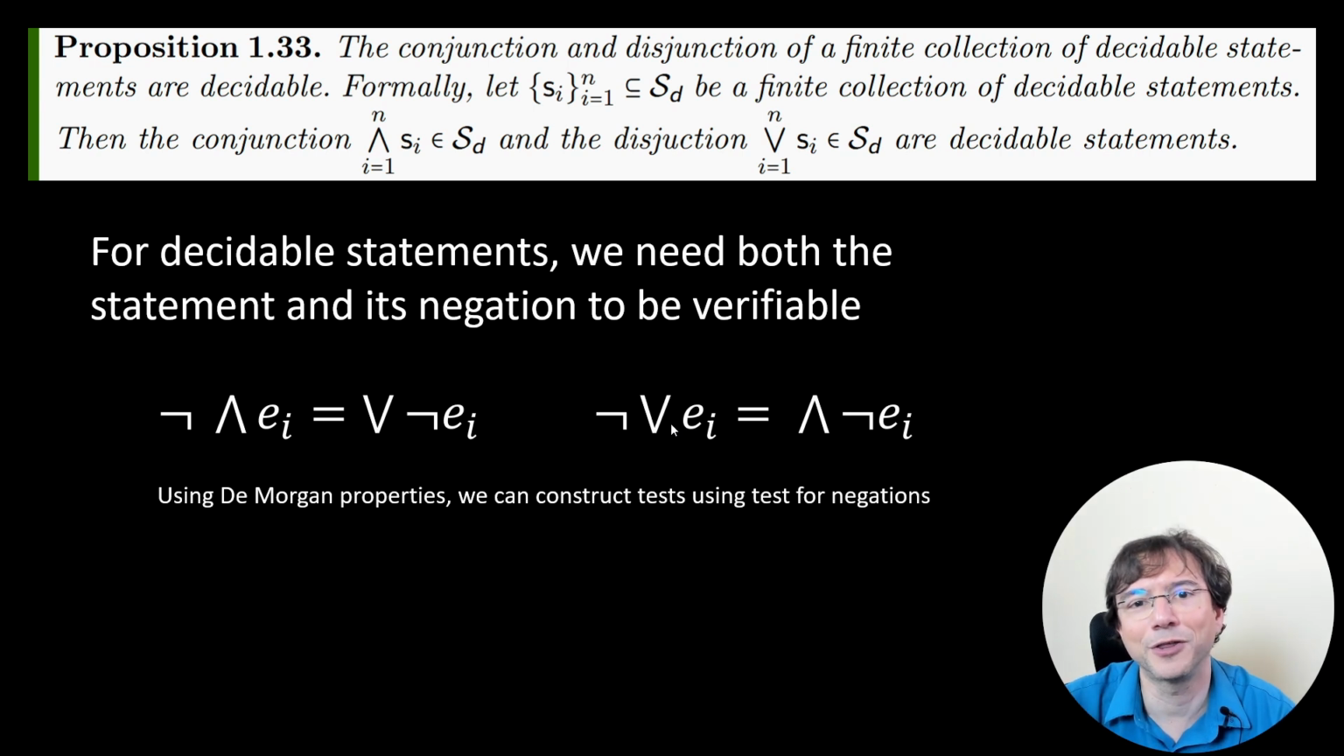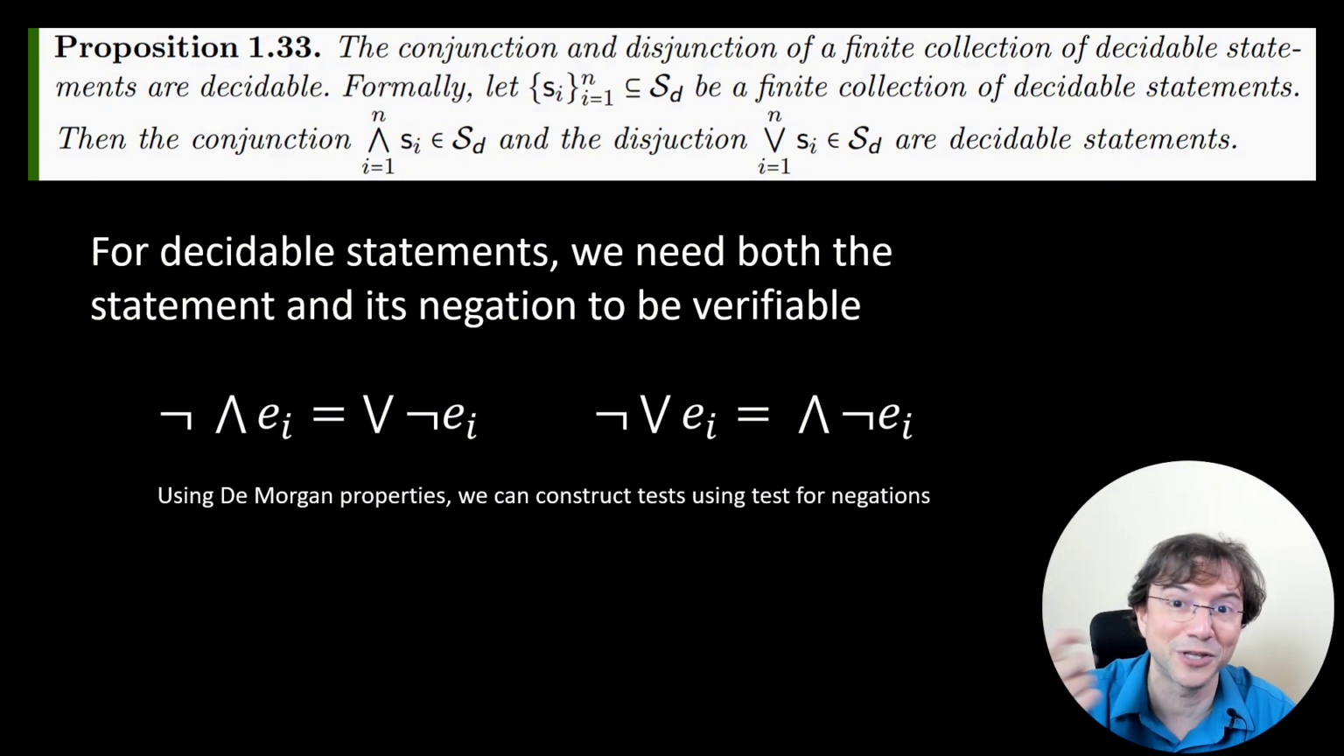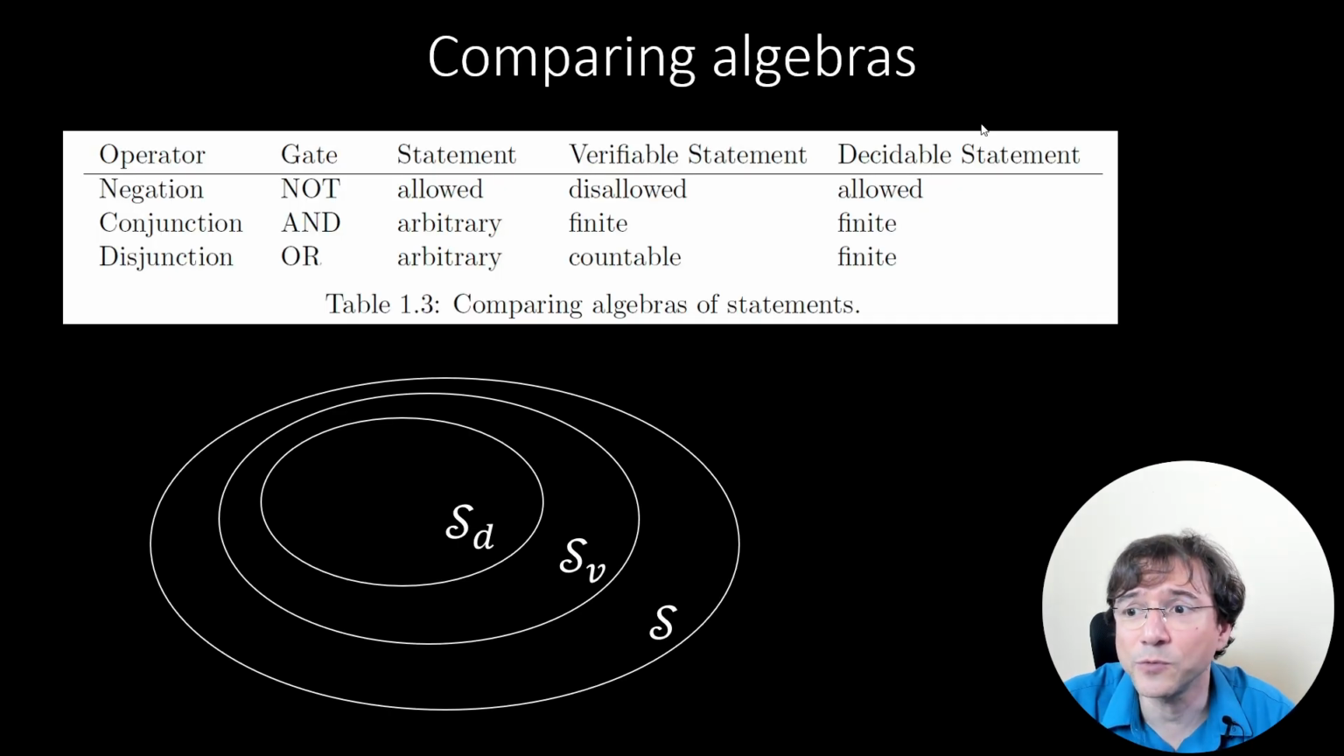So from the decidability of the ands and the ors, you can deduce the termination condition for the negation. And since you're going to be able to do both, because you start with decidable statements where both the statement and their negation are verifiable, you can use this rule and prove this here. But this makes sense at an intuitive level, so we don't even have to prove this very formally.